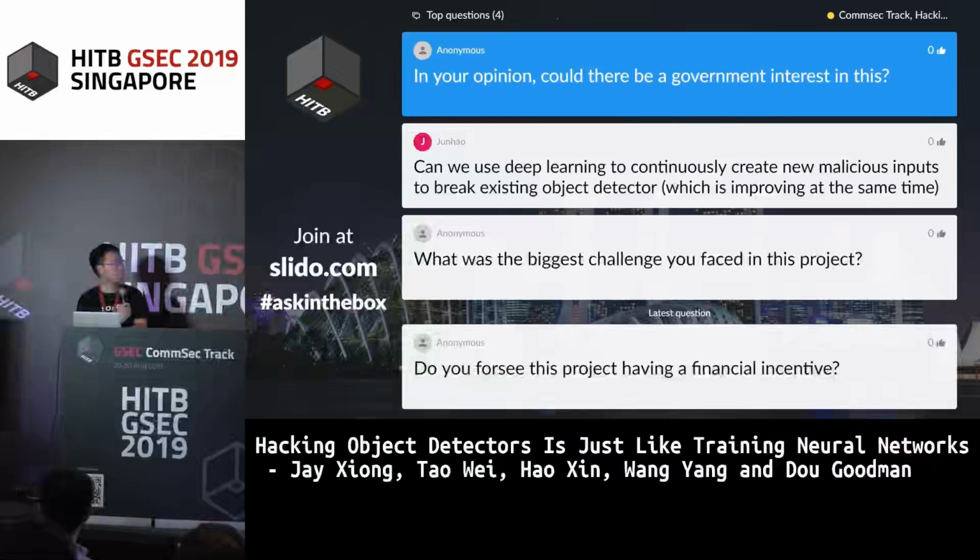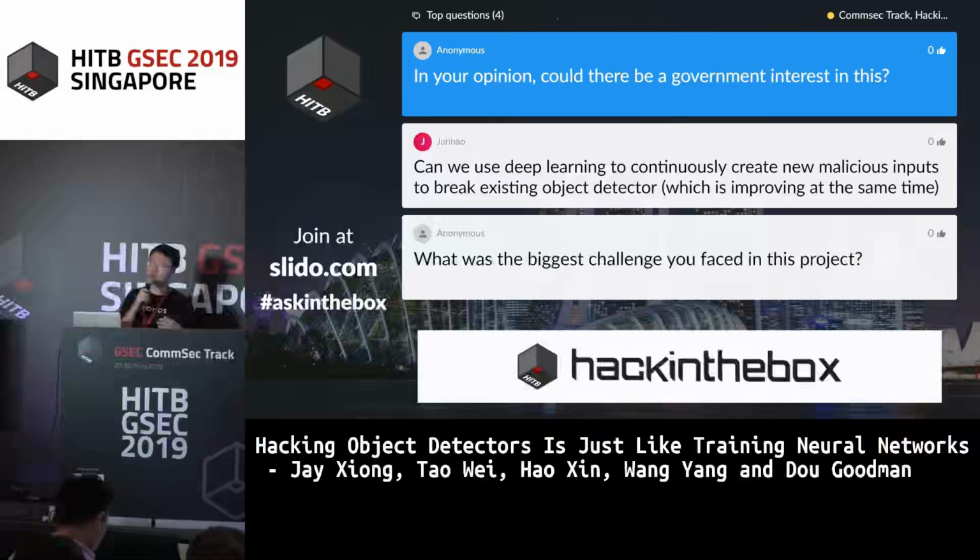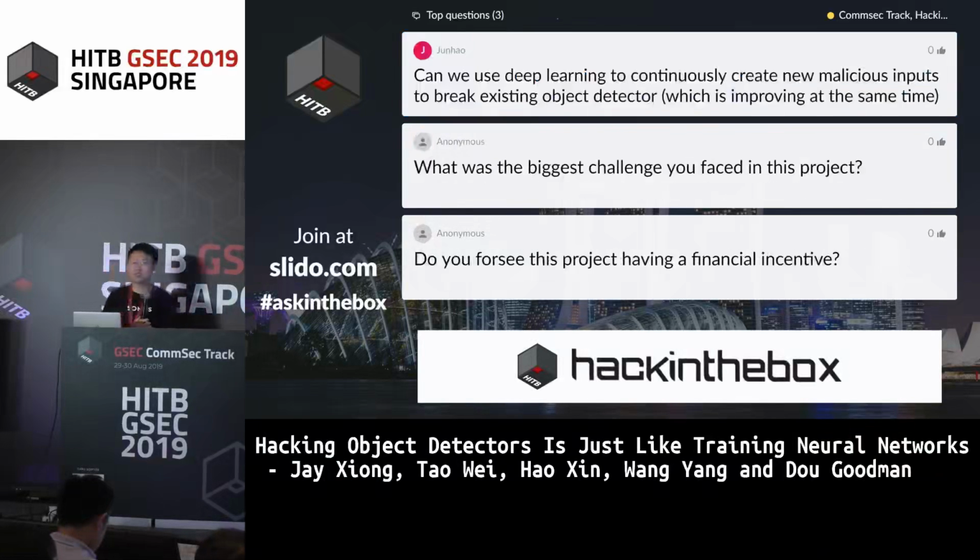Okay, next question. In your opinion, could there be government interest in this? It depends on whether a system is so important that it is used in a scenario where the decision is left to the AI system, and that decision is so important that the government is interested. So I think if that's true, maybe the government will be interested in such a technique.